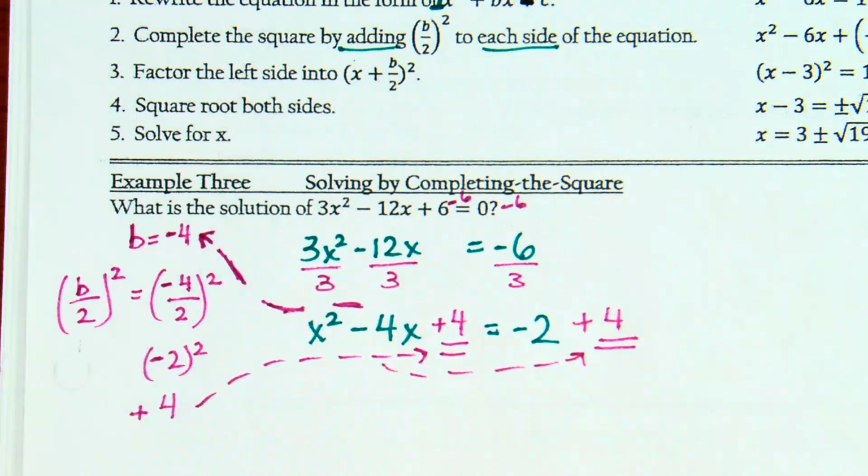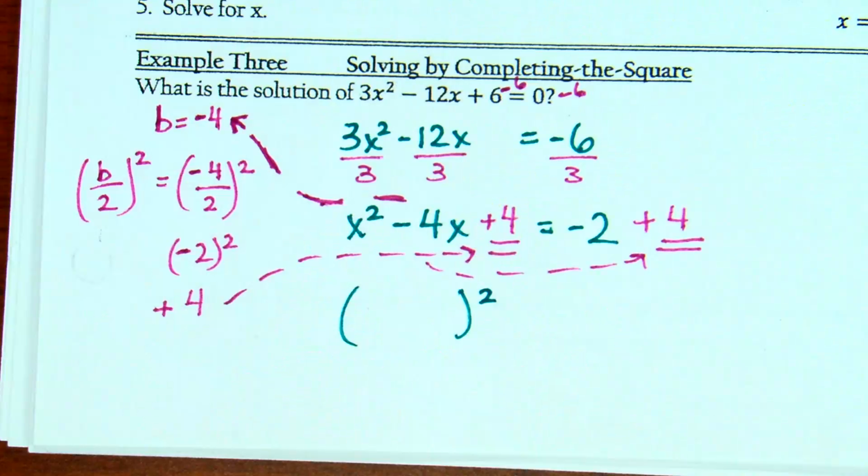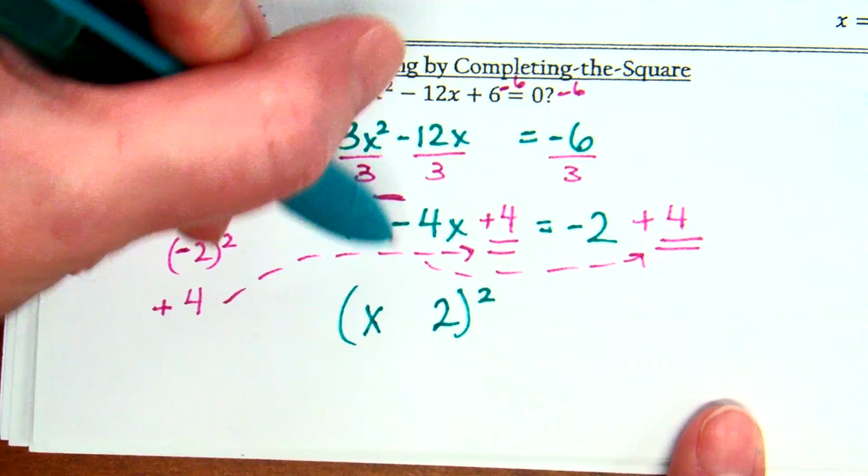So, step 3, it says factor the left side. Now I know it says into x plus b over 2 squared. Don't stress about that. We're factoring the left side. When you factor, it will always be a parenthesis square. How does x squared break? X squared is x times x, or in other words, the square root of x squared is x. What about 4? The square root of 4 is 2. If this middle sign is a minus 4, this is going to be a minus 2.